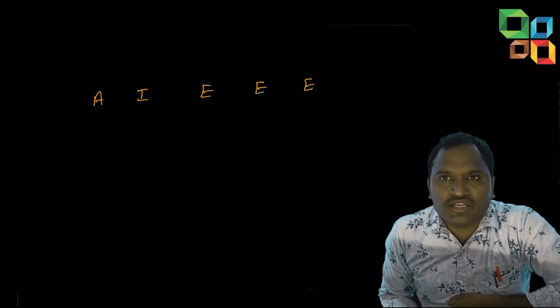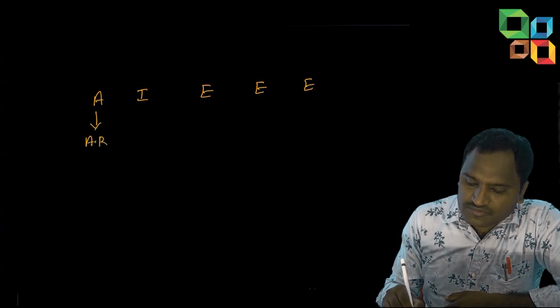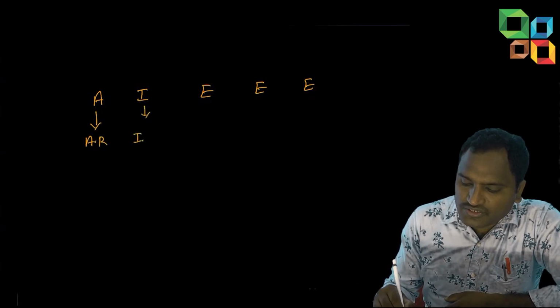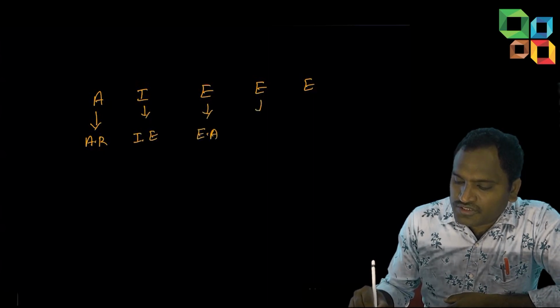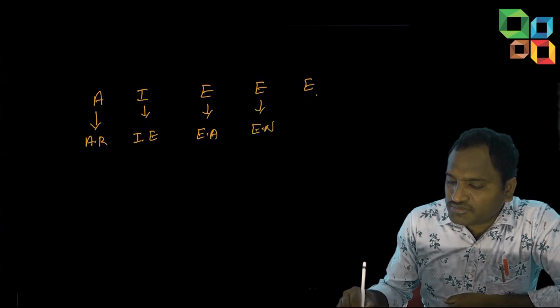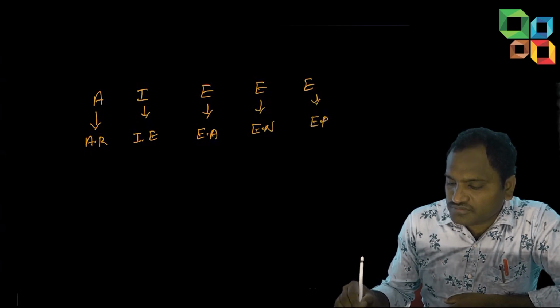Earlier they used to call it AIEEE, All India Engineering Entrance Exam. Anyway, they are not using it now, but we will use it here. A for atomic radius, I for ionization energy, E for electron affinity, this E for electronegativity, and the last E must be electropositivity, students.